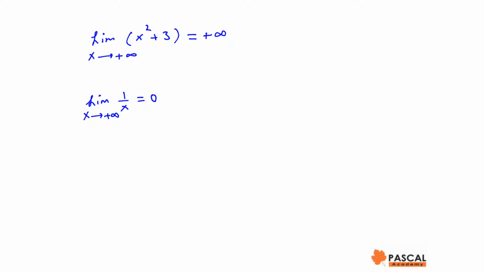Let's have a geometric interpretation for these two examples. Let's sketch the graph of x^2 plus 3. It's a parabola upward. And as you see, when x is getting to positive infinity, y also is getting to positive infinity. Graph of 1 over x. When x moves to the right side, 1 over x is getting close to 0.